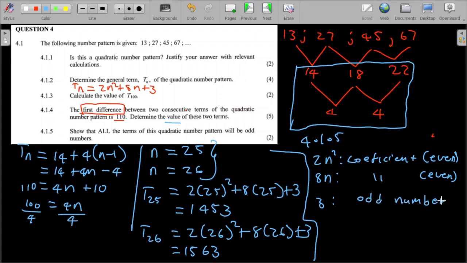Now since this last term, the c value, is an odd number, I can conclude that the values will always be odd numbers, since the last term c is usually the y-intercept in terms of the graph, and since it's an odd number, all the values will be odd numbers.